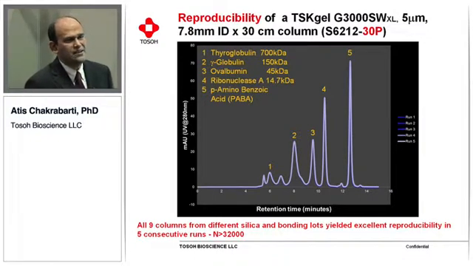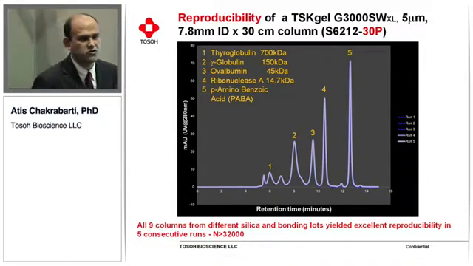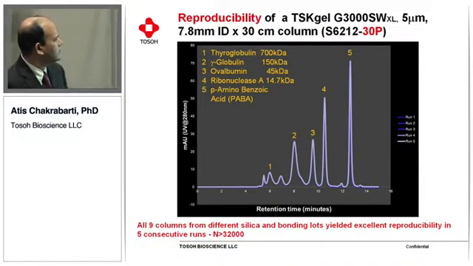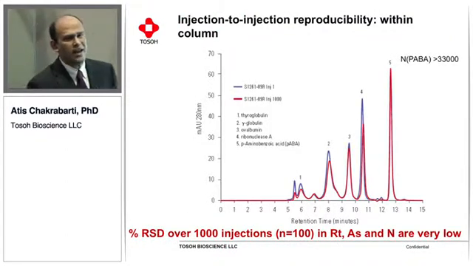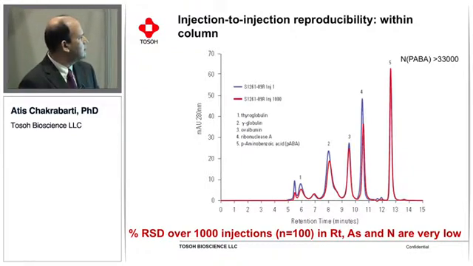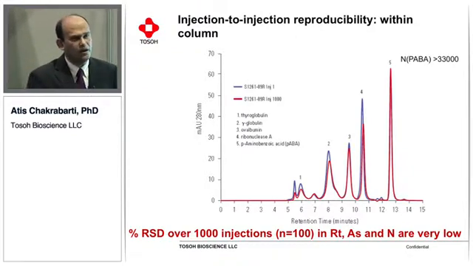So ideally, if we can take care of other things which can spoil the column, we should expect the column life to be pretty good. Next slide, please. This is the overlap of injection number 1 and injection number 1000 of one column.